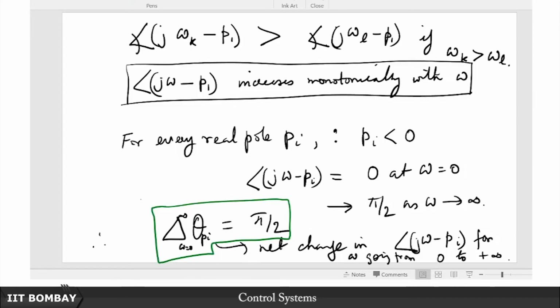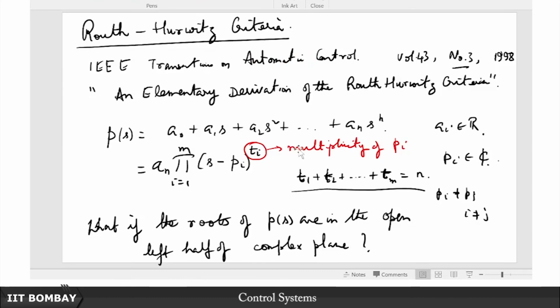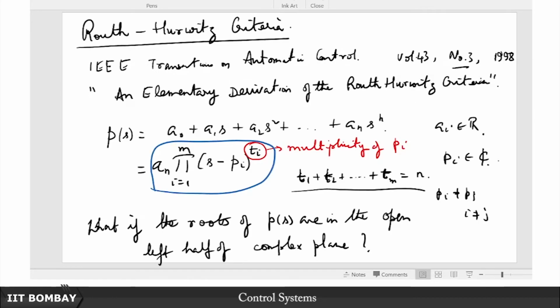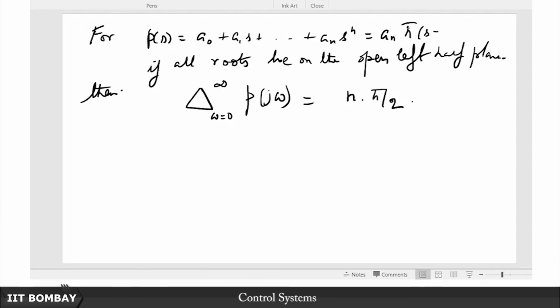Why? Now notice, I am going to make use of this product form expression. You know that the argument of the product of two complex numbers is equal to the sum of the arguments of the individual components. So therefore, I am going to make use of the fact that P is also equal to an times the product of (s minus pi) to the power ti, with i going from 1 through m. So for every pole, whether repeated or not, if it's repeated, you just count it ti times, and then that makes it m distinct roots, and some of them are repeated ti times.